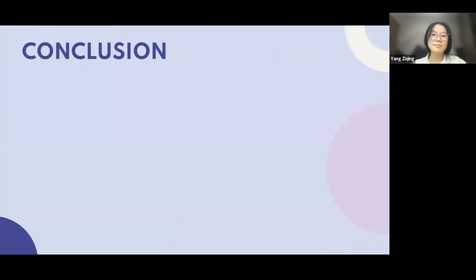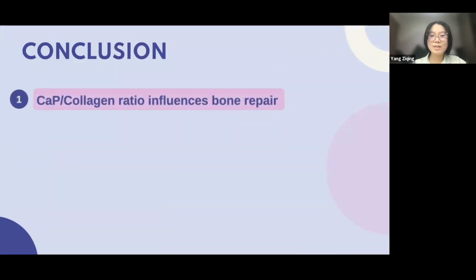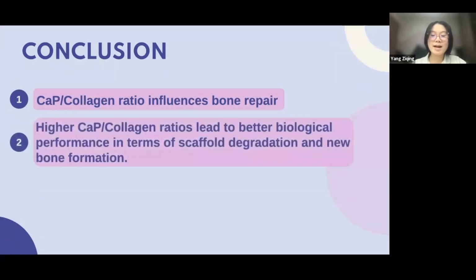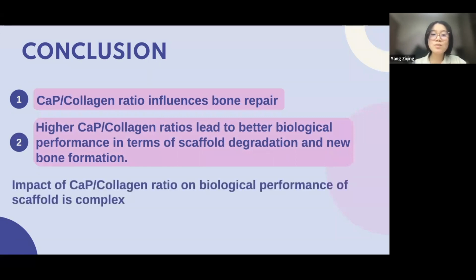Overall, we can conclude that the CAP to collagen ratio does influence bone repair both in vitro and in vivo. In vivo results also suggest that higher CAP to collagen ratios perform better. Our results demonstrate that there are various intricate factors at play which influence composite bone graft performance.